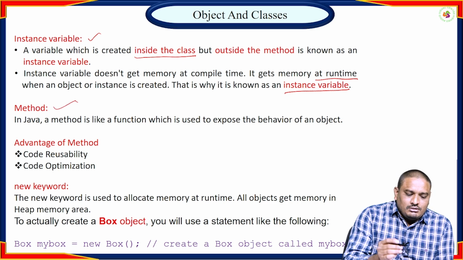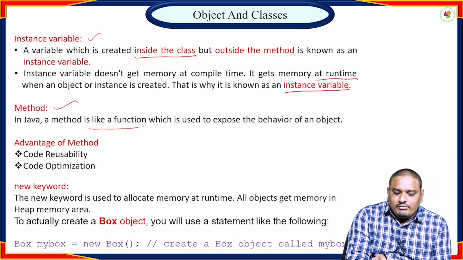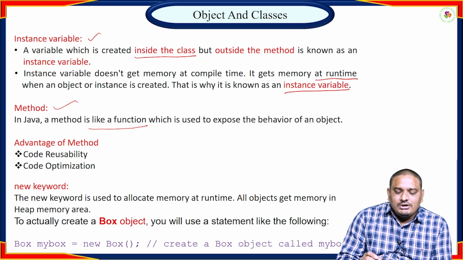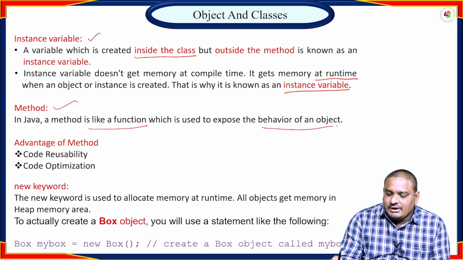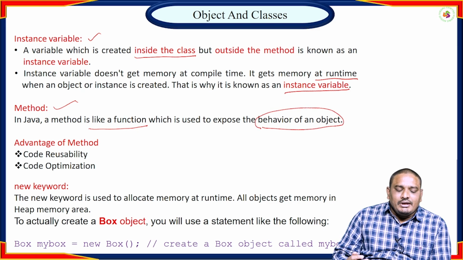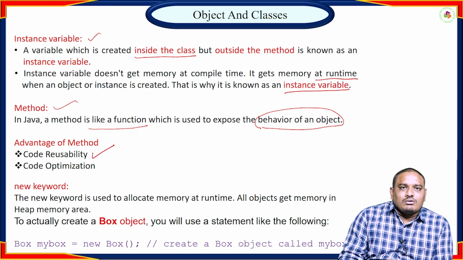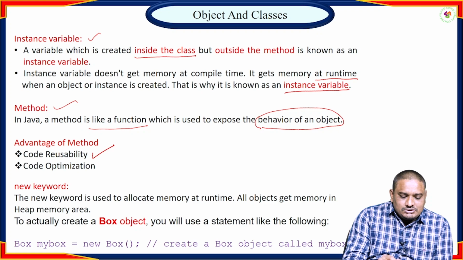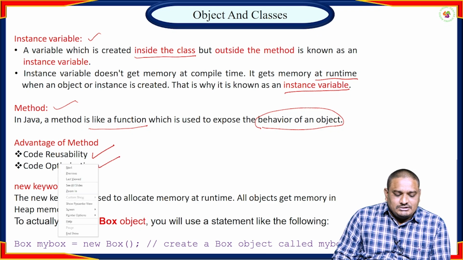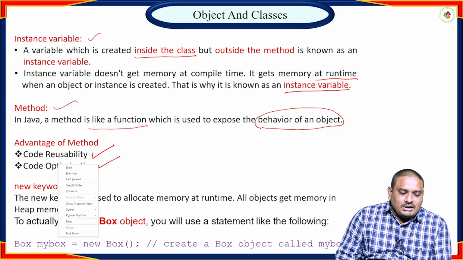Coming to the method. In Java, a method is just like a function, which can be used to expose the behavior of the object. What are the main advantages of a method? The first advantage is code reusability, and the second advantage is optimizability. These are the two advantages of methods.